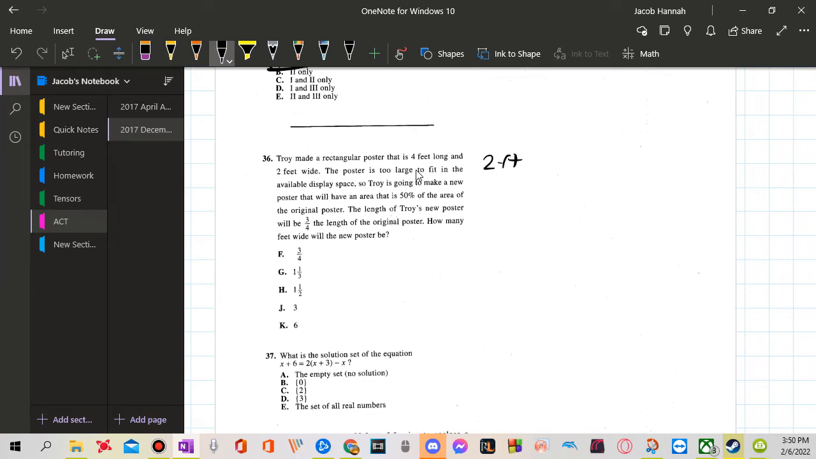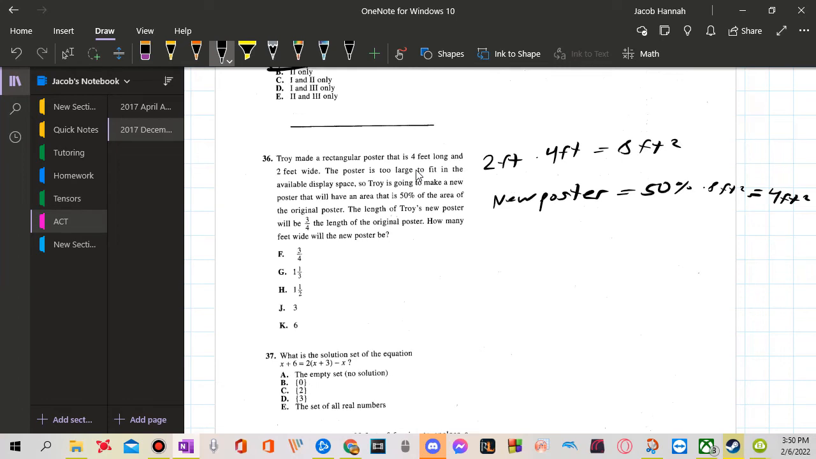2 feet wide times 4 feet long, 8 feet squared. So if he's going to do 50% of that, his new poster is 50% times 8 feet squared, which is 4 feet squared.